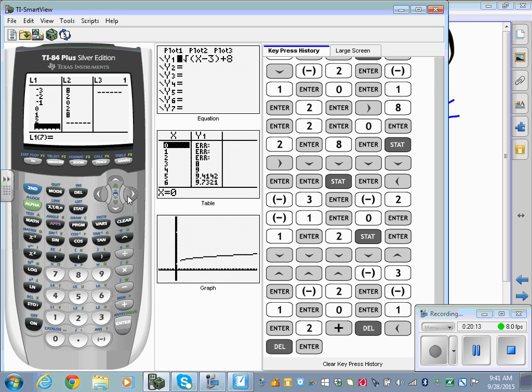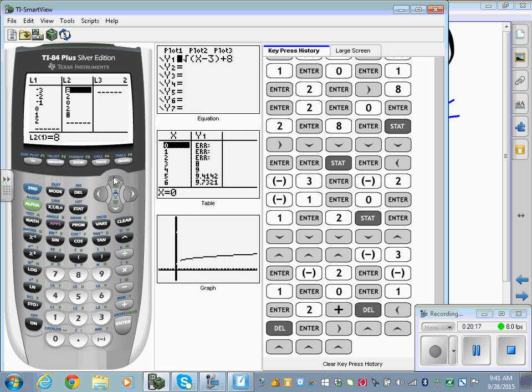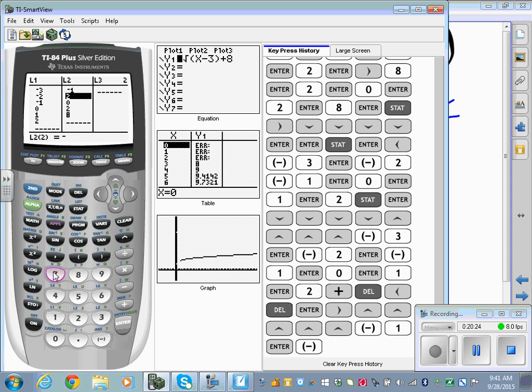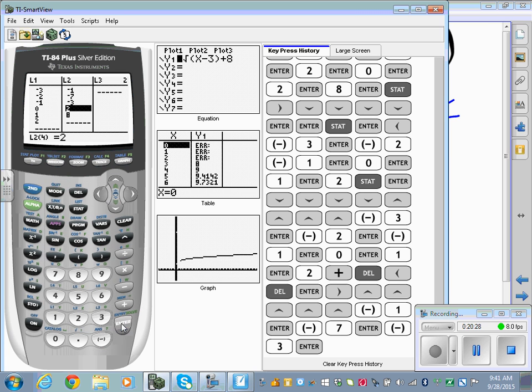And then in list 2, you type in your y values. Make sure they line up. You will get the wrong thing if you don't, and it will still give you an answer. -1, -7, -3, 5, 11, and 9.